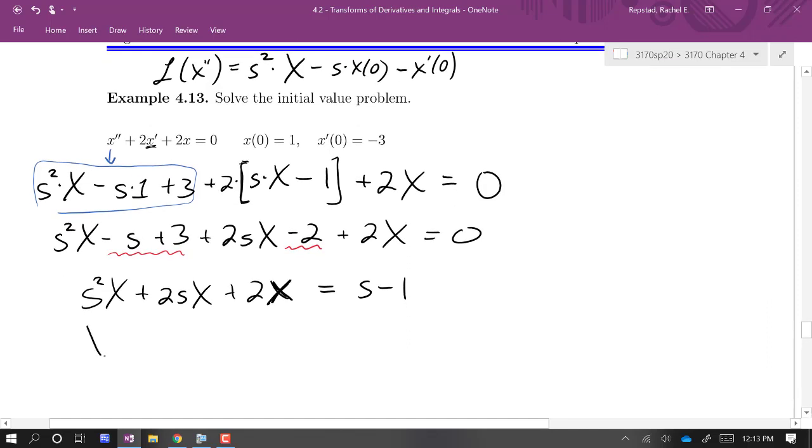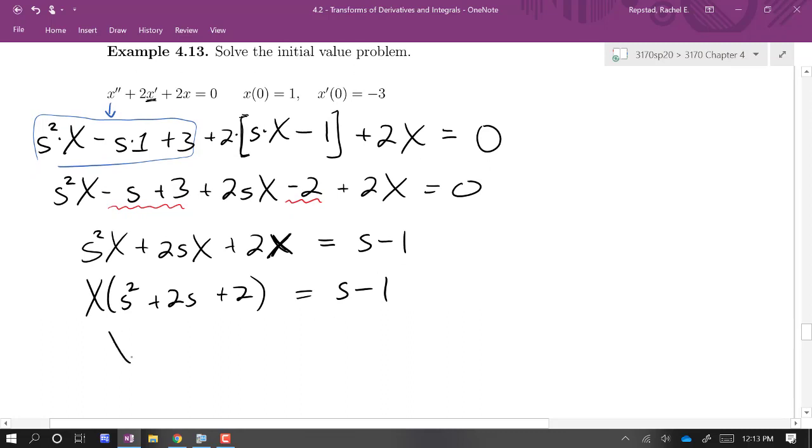Factor out the big X. s squared plus 2s plus 2 equal to s minus 1. So now we could solve for big X. We're just going to divide by that quadratic. So x, or x of s if you like, is s minus 1 over s squared plus 2s plus 2.